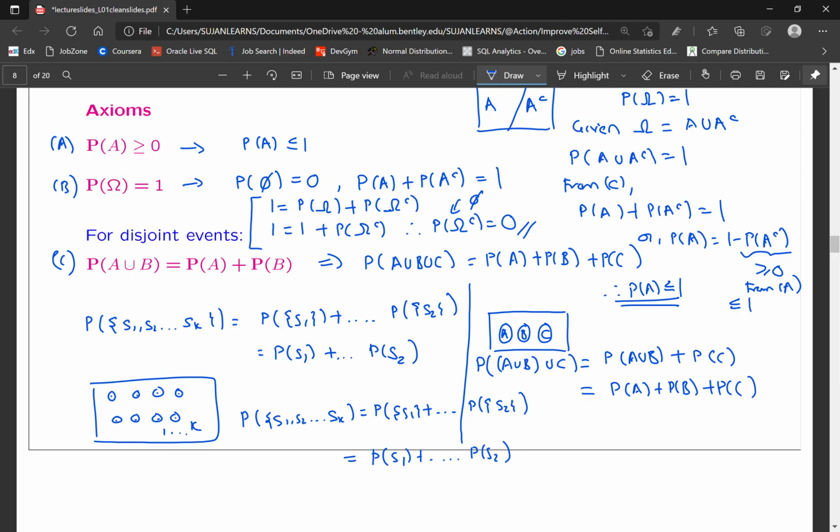To summarize, today we proved that the probability of A is less than or equal to 1. Secondly, the probability of the null set is equal to 0. And thirdly, we generalized the expression for disjoint events up to 3 events, which can eventually be proved for up to k elements. And also we applied the different axioms to prove that the probability of a finite set of elements is equal to the sum of the individual probabilities of the individual elements.